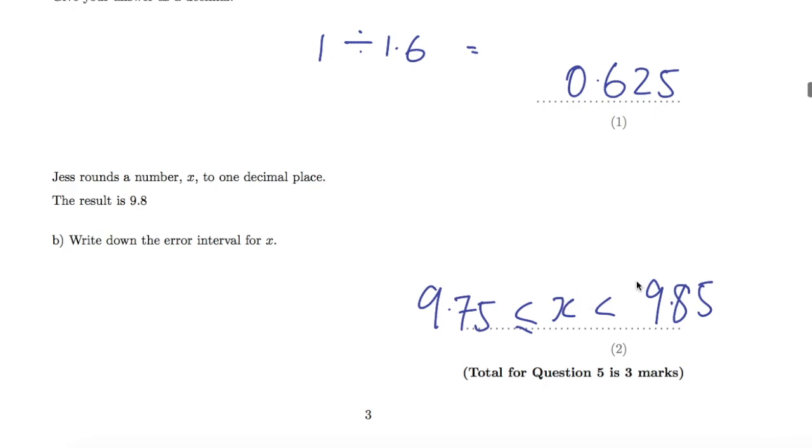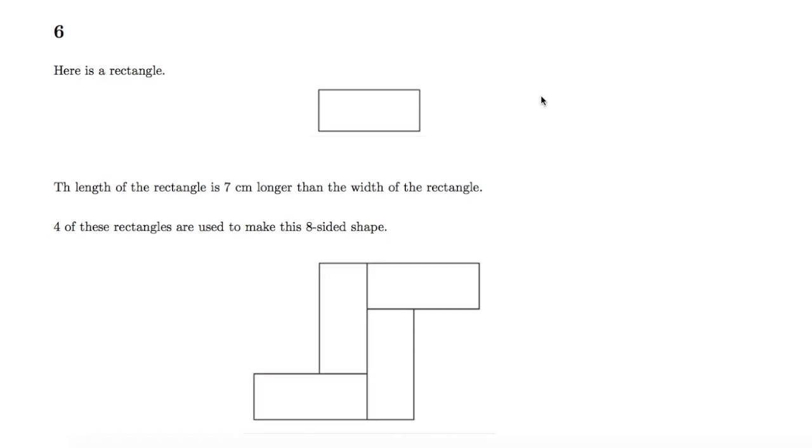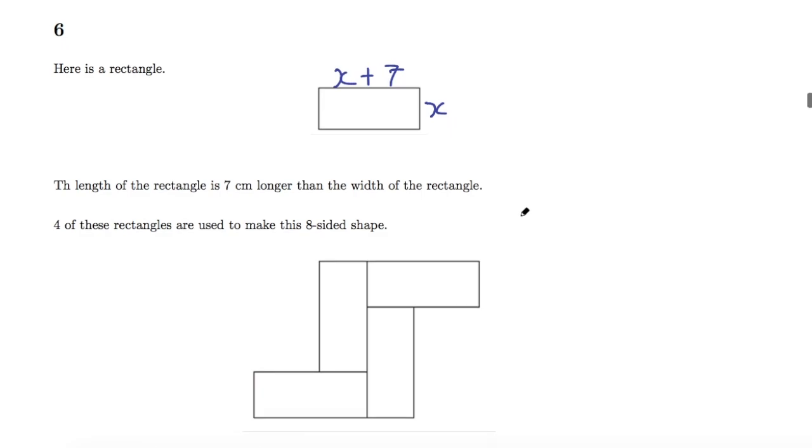So we can only say x is less than 9.85 for 2 marks there. Question 6 says, here is a rectangle. The length of the rectangle is 7 centimeters longer than the width of the rectangle. Okay, so we have a relationship here, and if we say the width is x, then the length is 7 centimeters longer than the width, so that will be x plus 7.